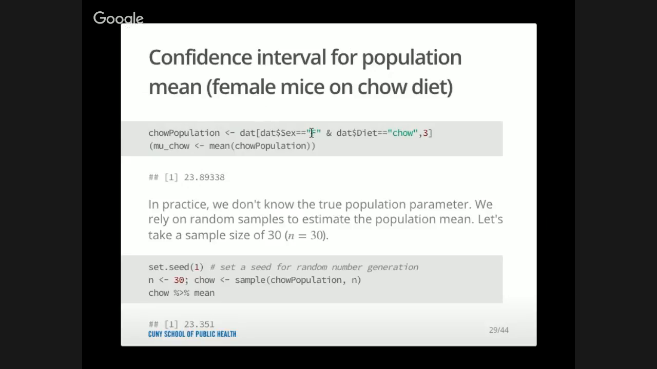So we've selected out female mice on the chow diet, and this is a somewhat unrealistic example in that we're given the entire population here, and we know what the true population mean is, 23.89338. That is the mean weight in the population. And as Carlo said before, there's no standard error on this. There's no uncertainty. That is the actual mean of the population.